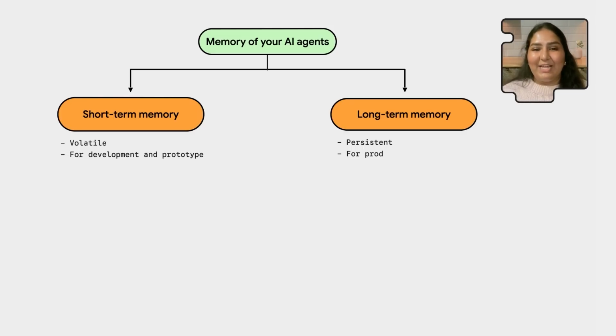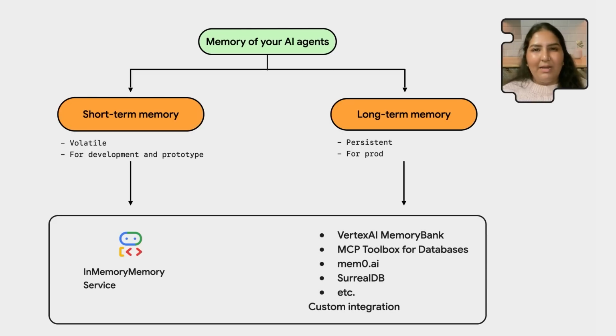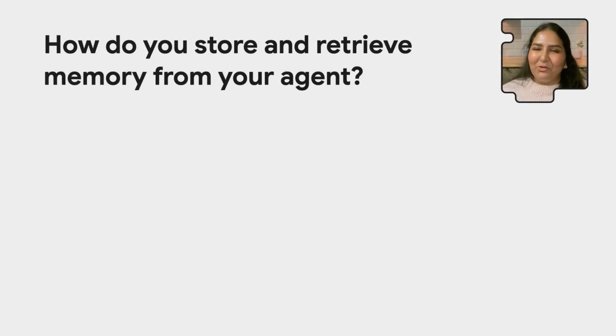And with Google's Agent Development Kit, you've got options. For short term memory, ADK gives you the in memory memory service, and for the long term memory, you can go the managed route via Vertex AI Memory Bank, use other third party solutions, or create your own custom database. Which brings us to the question: how do you actually store and retrieve memory from your agents?